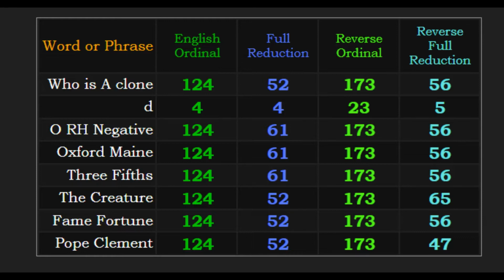So who is a clone? We got the English ordinal here, and then even in the reductions, we've got exact matches for "who is a clone" in every ordinal. We got O Rh negative matching up numerically exactly, in the reductions and in the regular English ordinal, as being a clone. So to be honest, I would investigate that further if I was just starting from the numbers. And then under there we have Oxford, Maine. Are they making them there?